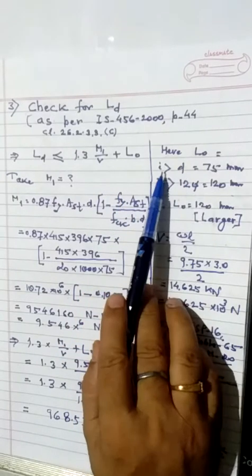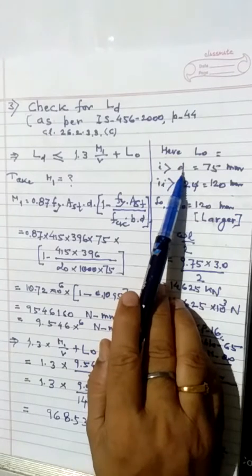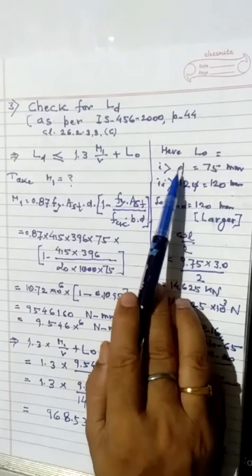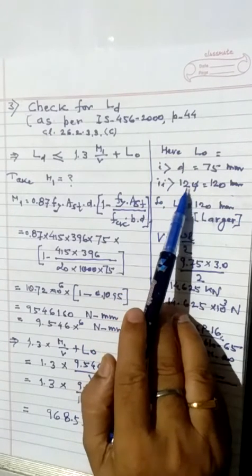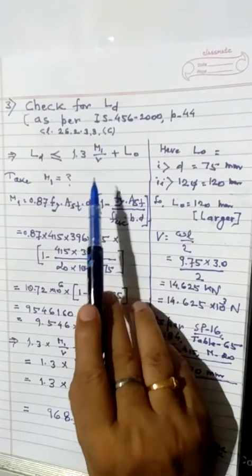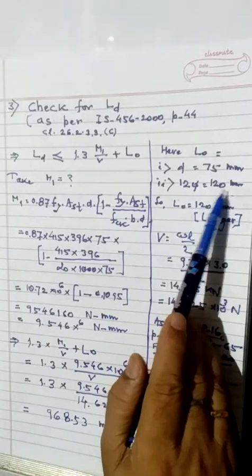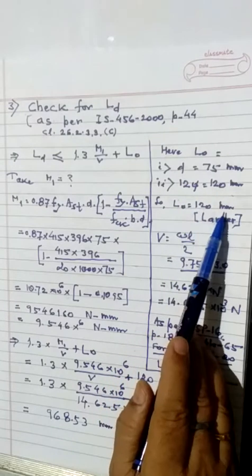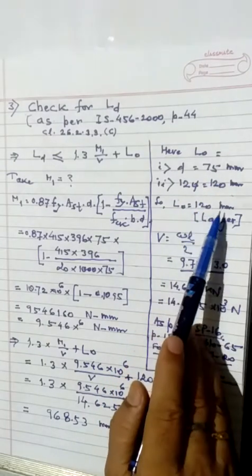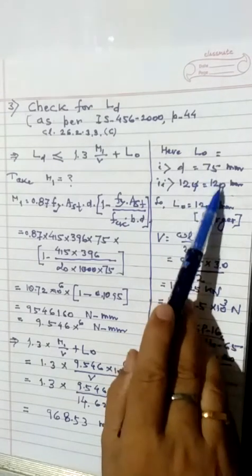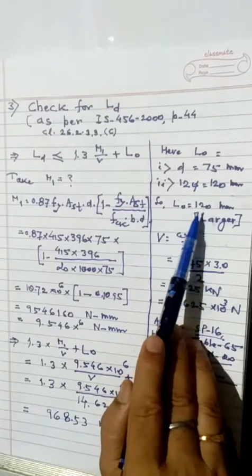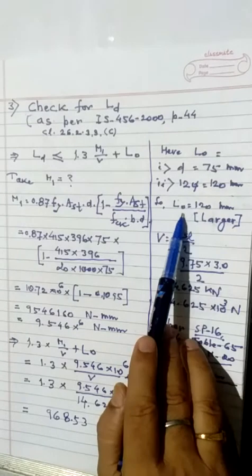Here L0 is first equal to d, that is 75 millimeter effective depth. Second is 12 times diameter. So as we have been given 10 mm dia bars, so 12 into 10 is 120. So L0 becomes 120 mm. So the larger of these two, 75 and 120, is 120 millimeters. So this L0 is 120.